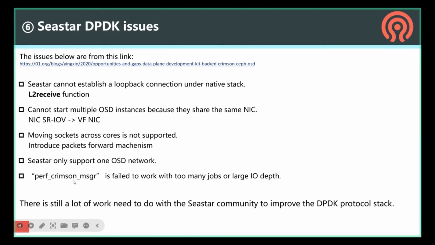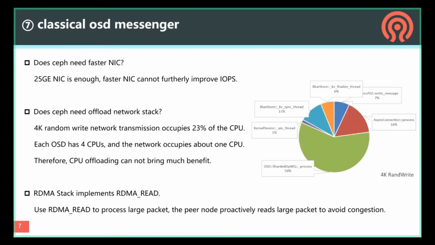The last issue is that the PEF collision emergency tester fails to work with too many jobs or large LDEPs. As I mentioned before, we also have this issue. We used the tcpdump command to capture and analyze packets, and found that a large number of fast retransmissions are performed. So there is still a lot of work to do with the Seastar community to improve the DPDK protocol stack.